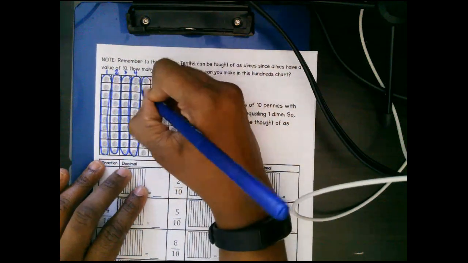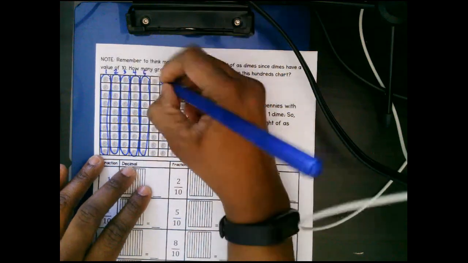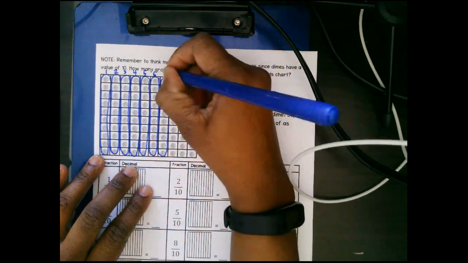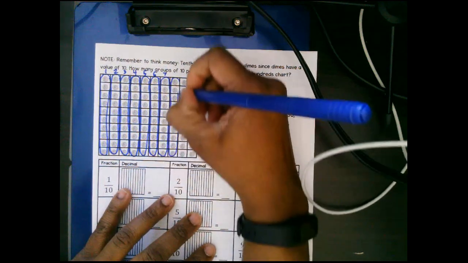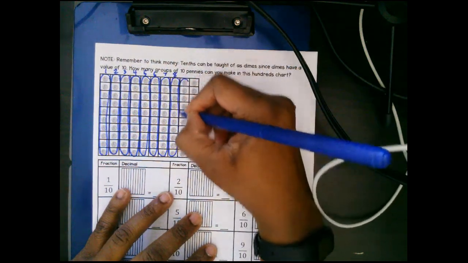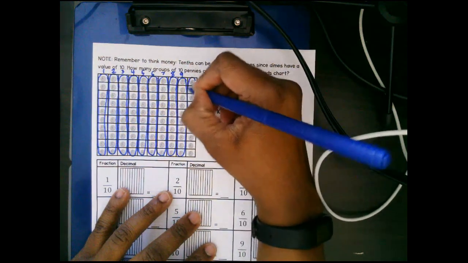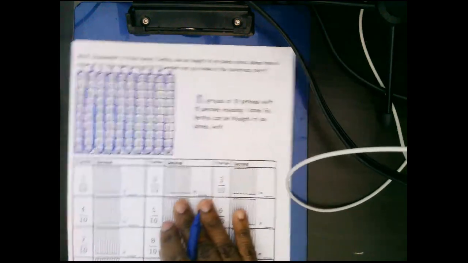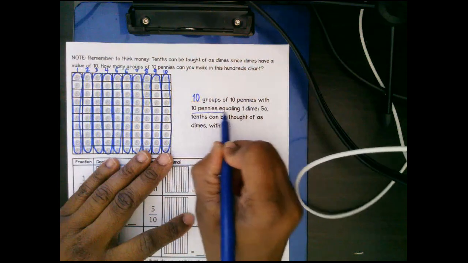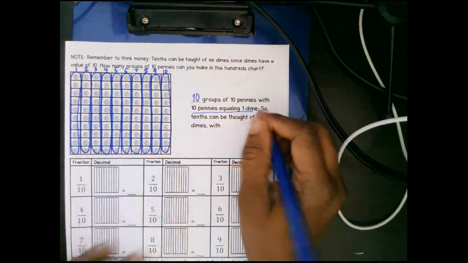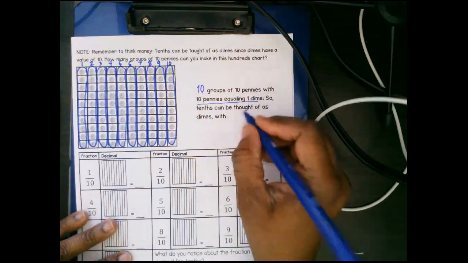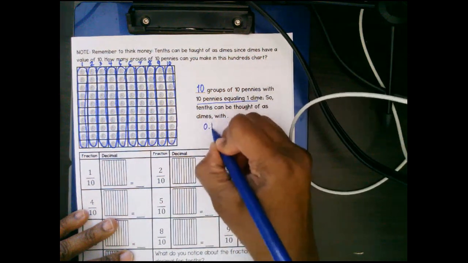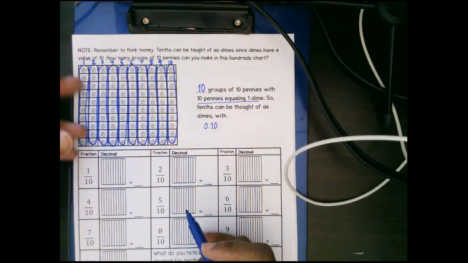Here's a fourth group. Here's a fifth group. 6, 7 groups. 8 groups. 9 groups. 10. 10 groups of 10 pennies, with 10 pennies equaling 1 dime. So tens can be thought of as dimes. All right, I'm not sure what we were trying to say here, but they can be thought of as dimes.